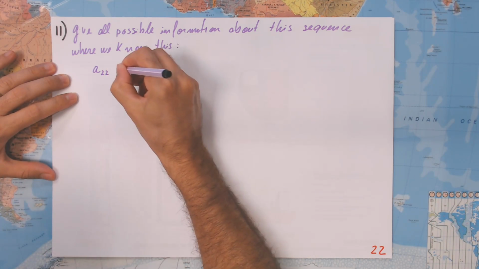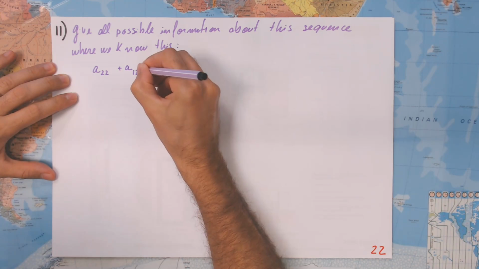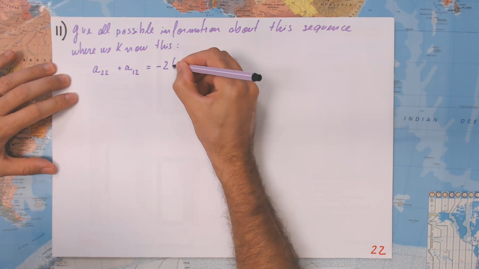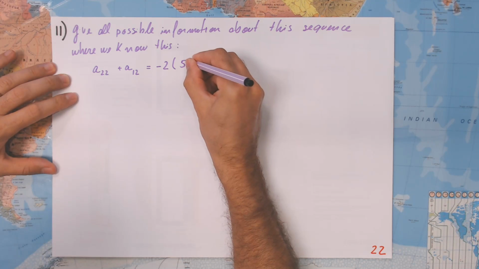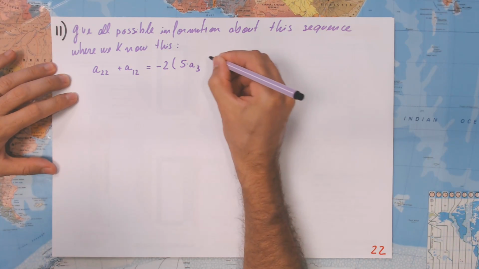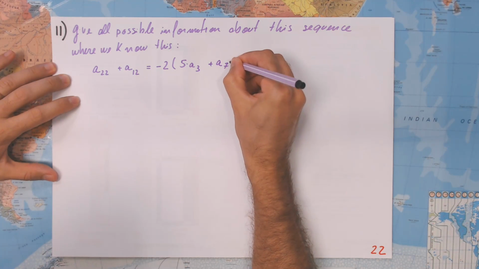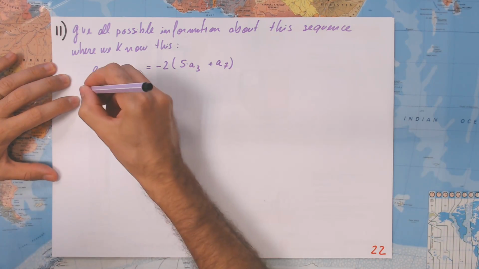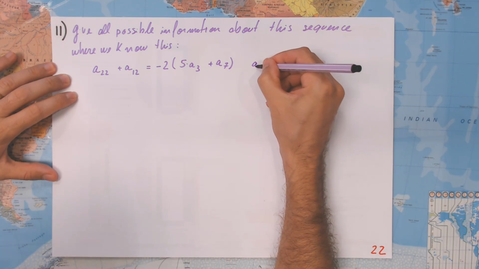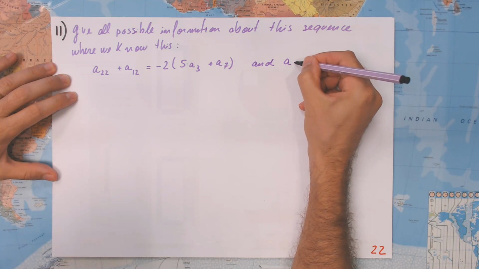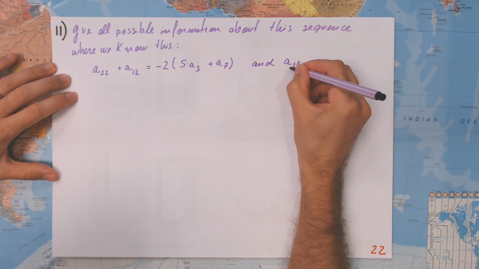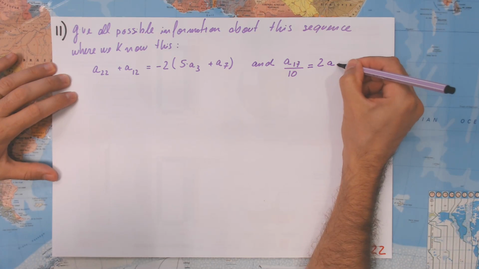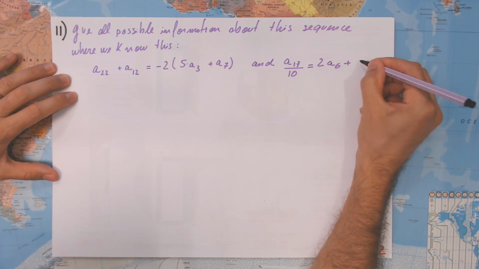A22 plus A12 equals minus 2 times 5 times A3 plus A7, and we also know that A17 divided by 10 equals 2 times A6 plus 2. Okay?